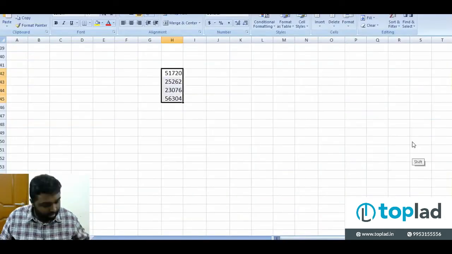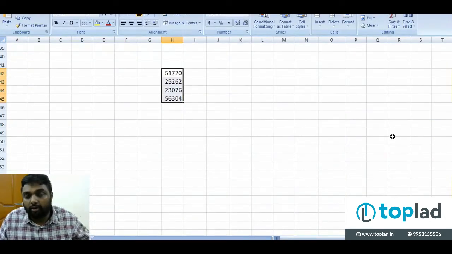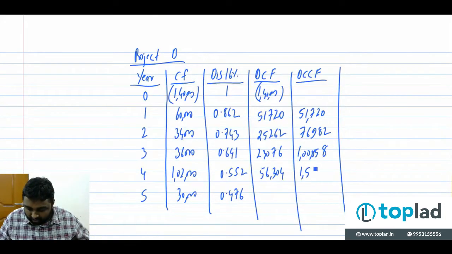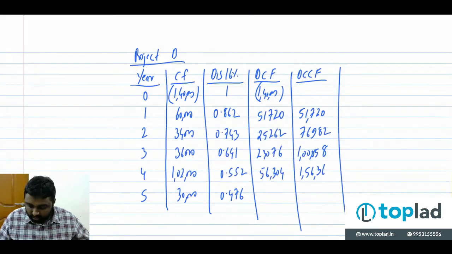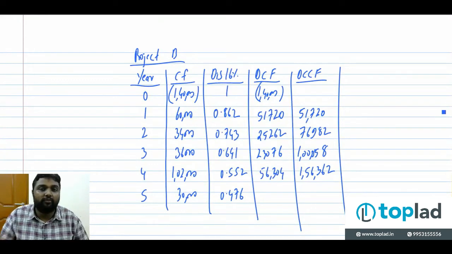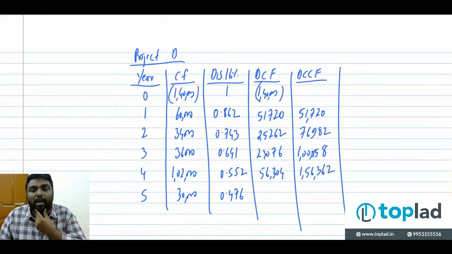1,58,000 plus one more year. That is what I told you. Don't want to go up to last year. 1,56,000. 362. That is the limitation of discounted payback or payback. After the payback, we won't consider.